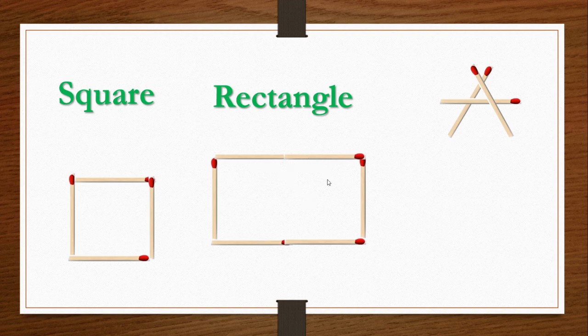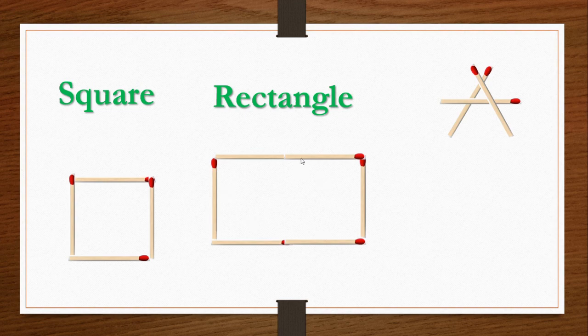This also has four sides, four corners. Now, please compare these two figures and tell me the difference between square and rectangle. Yes. Very good. All the four sides of square are equal. But what about rectangle? These two sides are larger than these two sides.